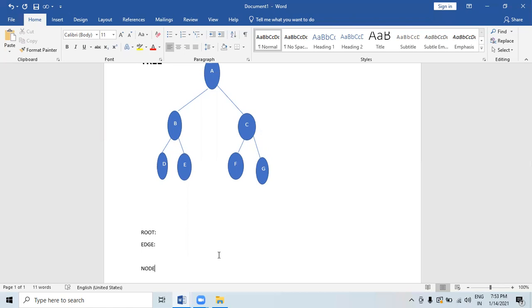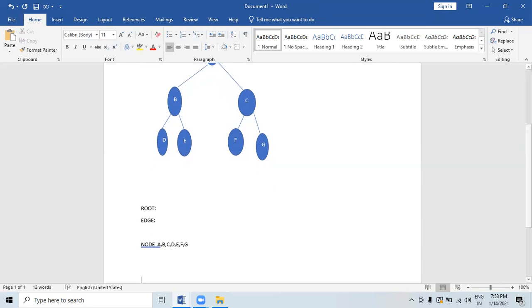Then node. Each element in the hierarchical representation is called a node. In the above tree, node means this A, B, C, D, E, F, G, H. The elements represented are called nodes. In the above tree, you can see all these A, B, C, D, E, F, G. These are all nodes.